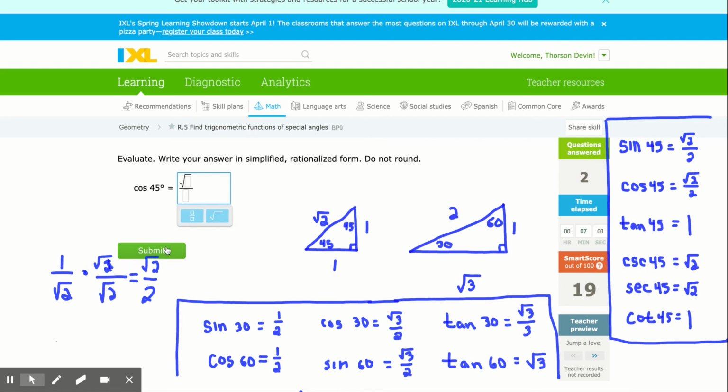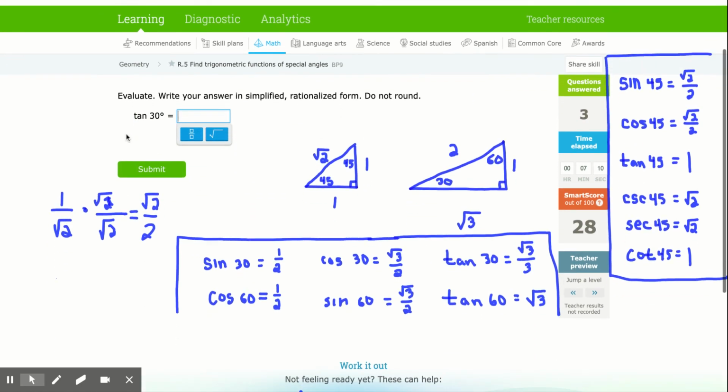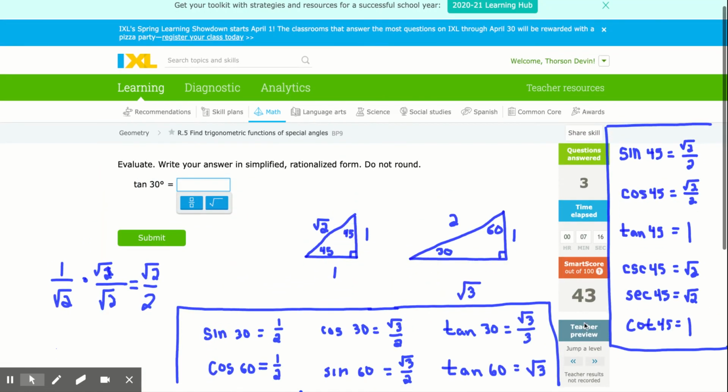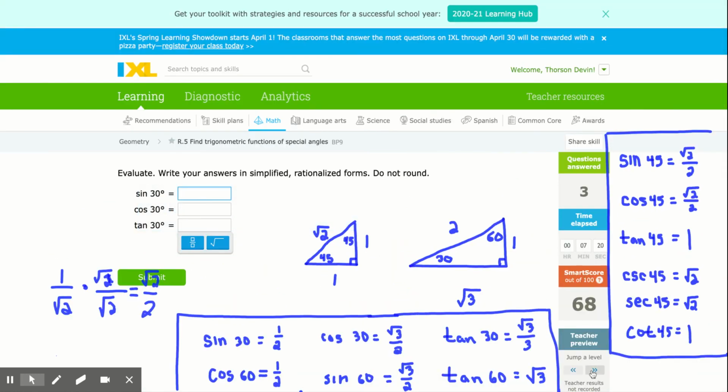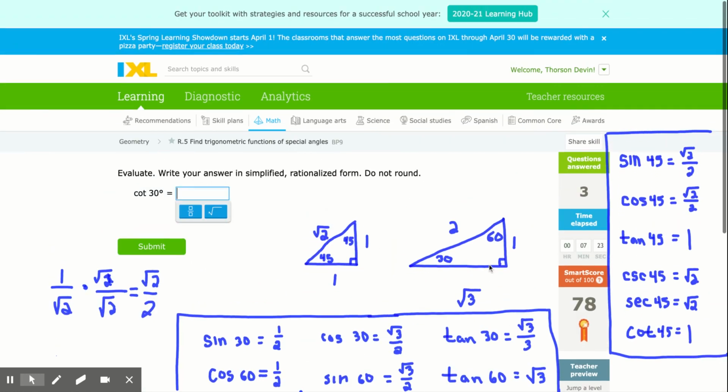Again, write those down if you don't have them as a reference, and these should go very, very quickly. Tangent of 30, square root of 3 over 3, and so forth. I'm going to jump ahead, see if we get to cosecant, secant. So now you're just doing those. That should be fairly simple.